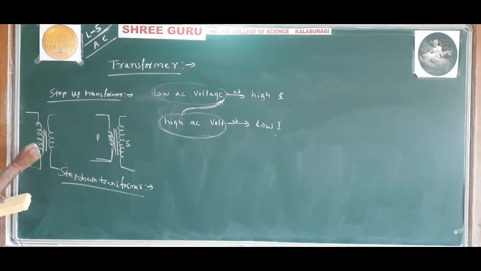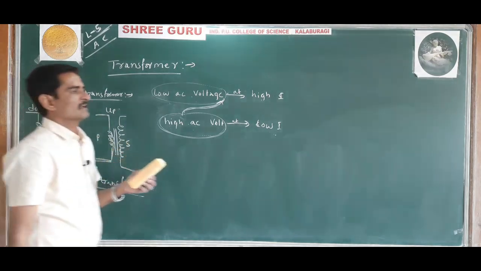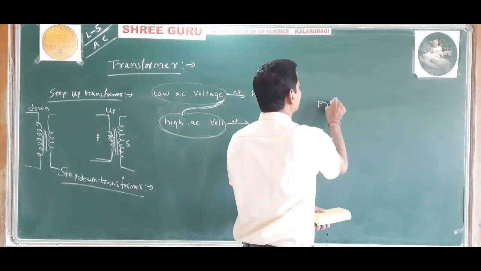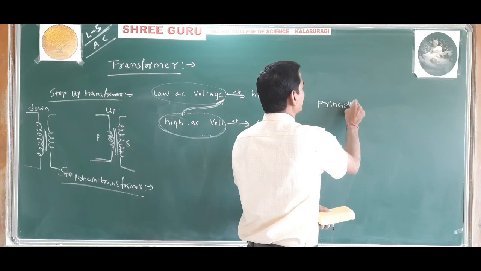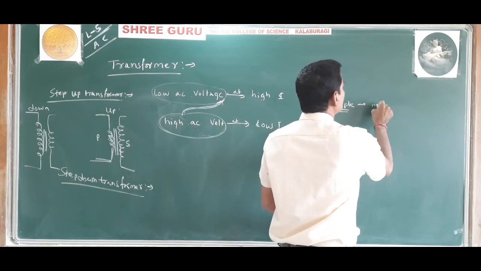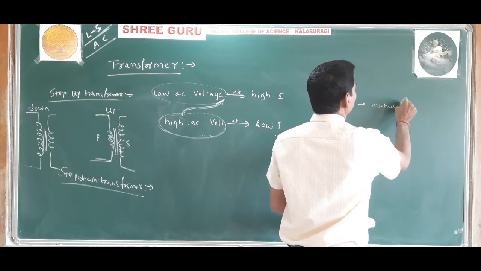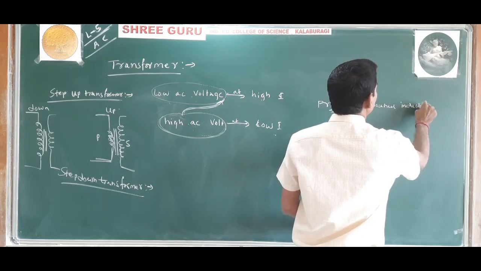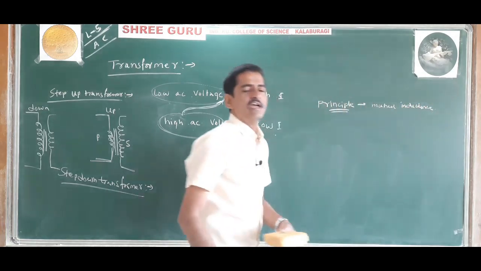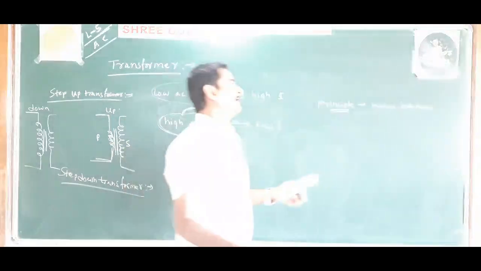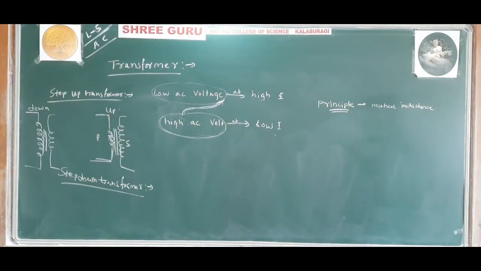So this is a step down transformer and this is a step up transformer. Understood? Okay. So now, principle. What is the principle of a transformer? A transformer works on the principle of mutual inductance. That is, an EMF is induced in a coil due to the change of magnetic flux in the neighboring coil.